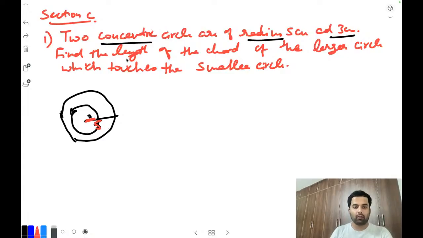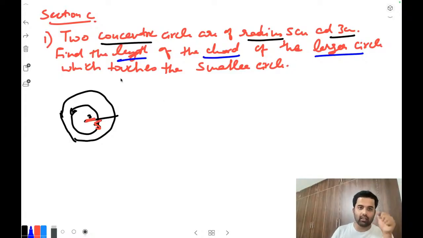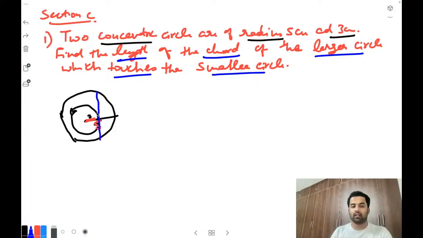The question asks us to find the length of the chord of the larger circle, which means the chord should be in the larger circle and should touch the smaller circle. So can we draw something like this? Let me draw. See, it is touching. A here, B here, and the C. This value is 3, the whole value is 5. AB is a chord here, and it is touching this smaller circle also.